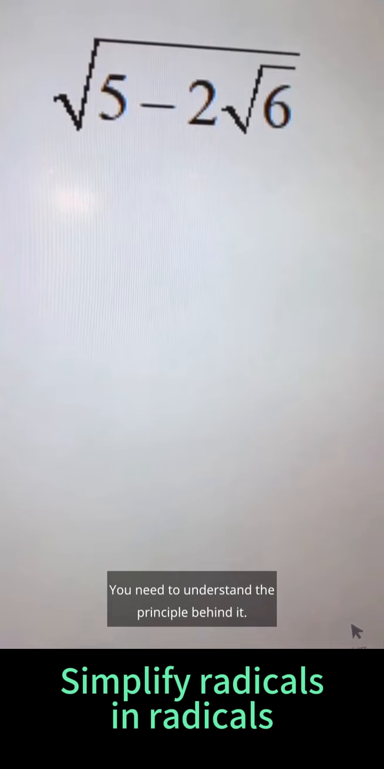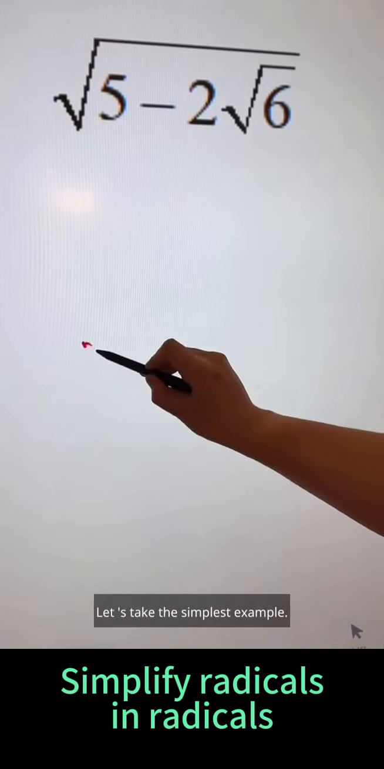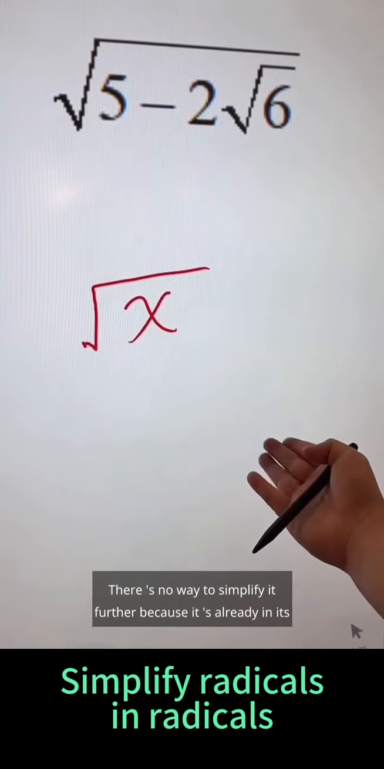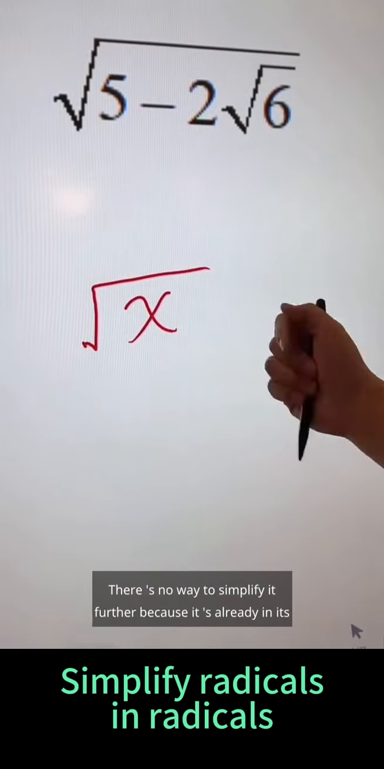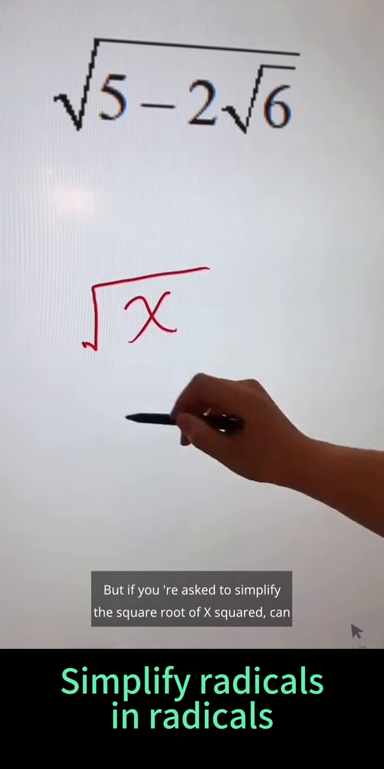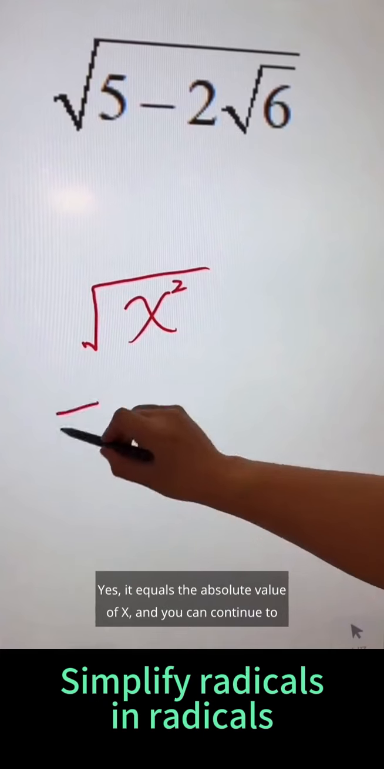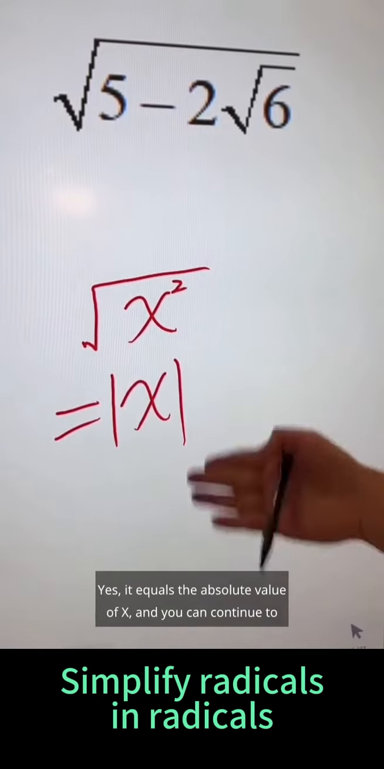How do you do it? You need to understand the principle behind it. Let's take the simplest example. For instance, if you're asked to simplify the square root of x, can you simplify it further? There's no way to simplify it further because it's already in its simplest form, right? But if you're asked to simplify the square root of x squared, can you simplify it further? Yes, it equals the absolute value of x, and you can continue to simplify it.